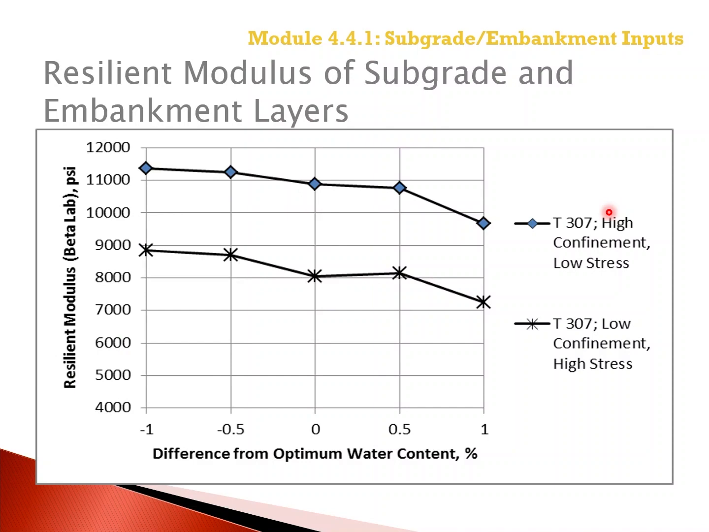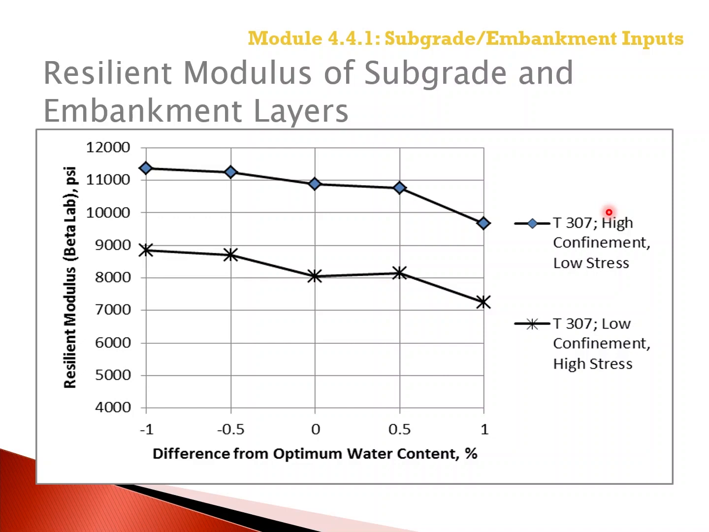So the resilient modulus values can be measured at different water contents and dry densities from the optimum values. Some agency specifications require a percent of the maximum dry density to be used as a construction control parameter. The intent of the information in this slide is to show the resilient modulus increases as the water content is lowered or decreased from the optimum value, and decreases as the water content increases or is greater than the optimum value.